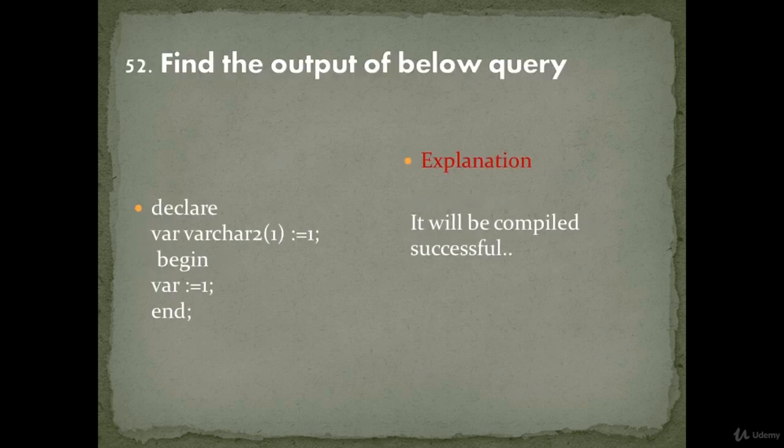Clear? Question number 52. Find the output of below query. See the piece of code. Declare var varchar2(1) assign equal to 1. This means in the variable var we are assigning value 1. Begin, var again assigned value 1, end. If you run this query, it will work fine because in the executable block of PL/SQL we are giving some value to the variable. So it will run successfully. Clear? If you want, you can write dbms_output.put_line and run this piece of code. You will find the output as 1.